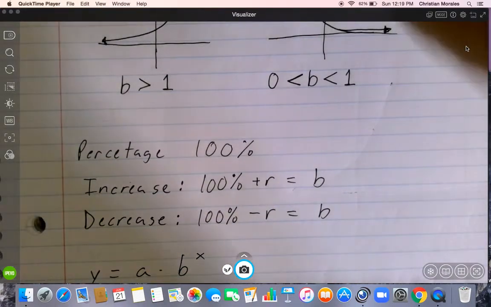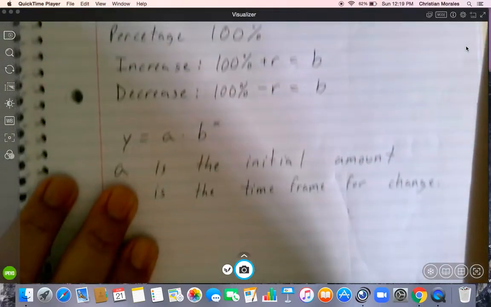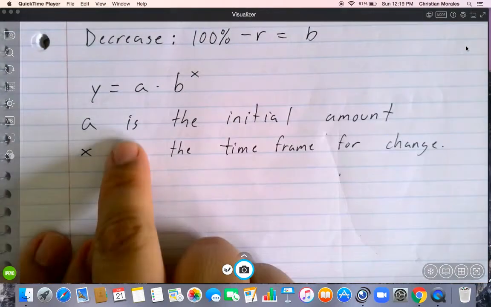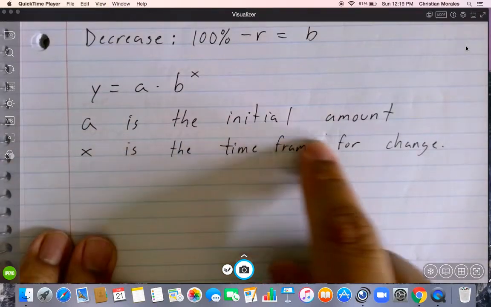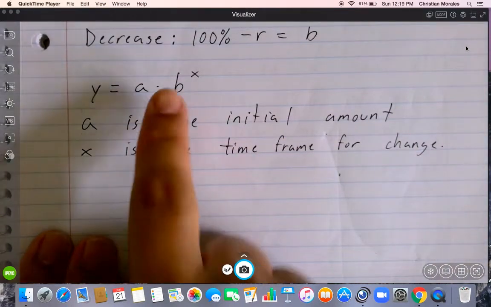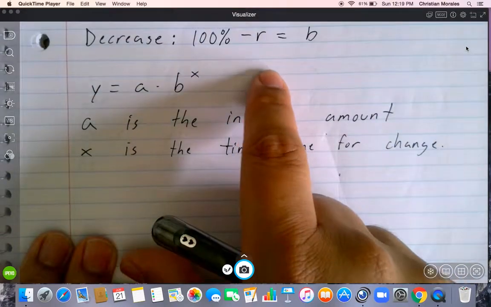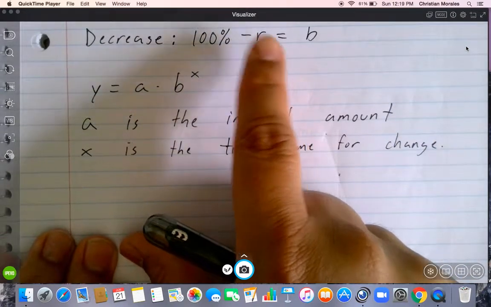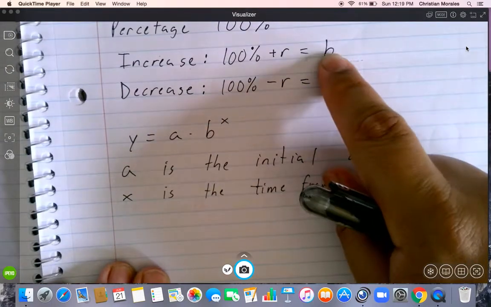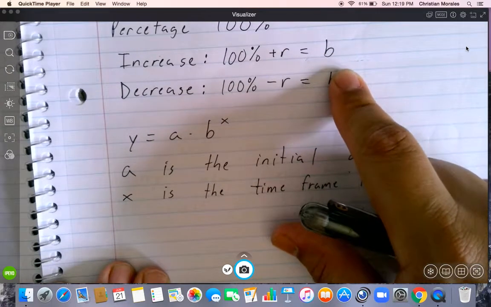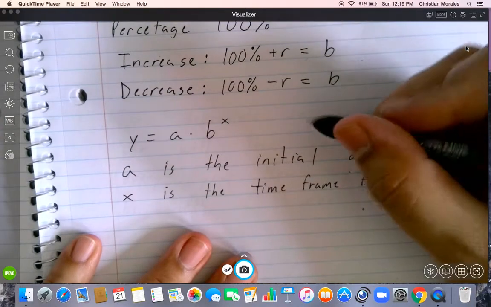So for these problems, I'm not going to use function. I'm going to use the equation format. I'm going to use y equals a times b to the x, where a is going to be the initial amount and b is our increase or decrease amount. It's our multiplier, okay? But it is going to be based off this, increase or decrease. So you have to decide which one you're using, okay? So your formulas can either look like this.